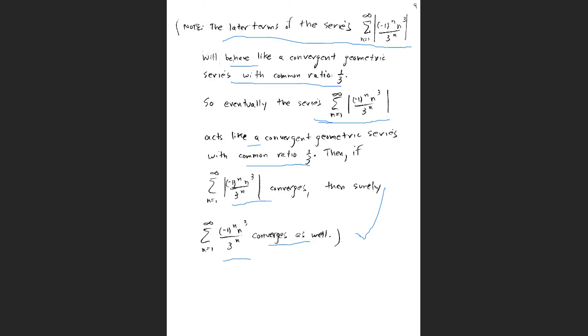All right, so let's go ahead here and move on to another example. Now, what I want to do here is talk about something called the alternating series estimation theorem, and we're going to use it to help us estimate the sum of a series. We're still in section 8.4.